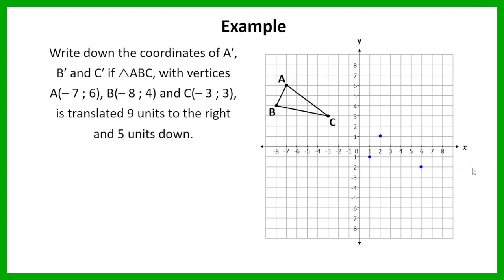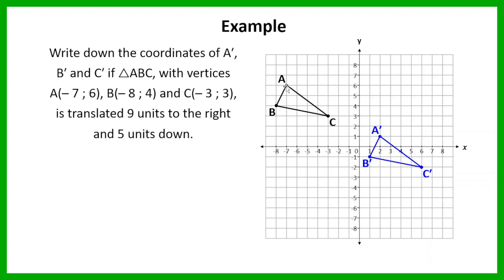Okay, and that should end up giving you a triangle that looks like this. So now I've got my triangle. A ended up over here, giving us A prime, this point over here. B became B prime over here. C became C prime over here. And we end up with a triangle that looks exactly the same as that one. It's just the whole triangle has now moved by this translation of 9 units to the right and 5 units down. Now let's have a look at the coordinates of each of these points.